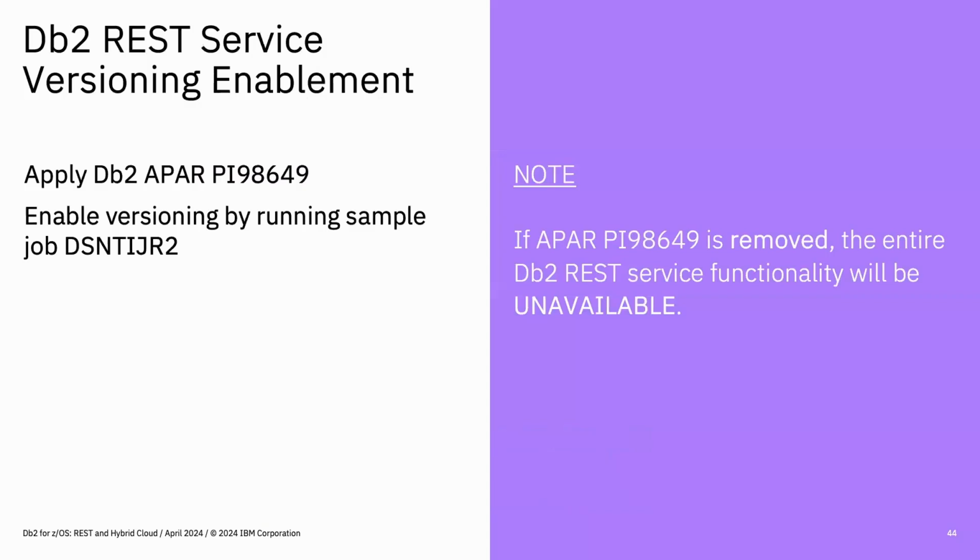So Db2 REST service versioning is enabled by applying the APAR and then running the sample job DSNTIJR2. One thing that we do note is that if you've applied the APAR and enabled it, and then you remove the APAR, the entire REST service functionality will be unavailable. I would not have to say this note if this wasn't something that we had come across. So if you have enabled versioning, just leave it.